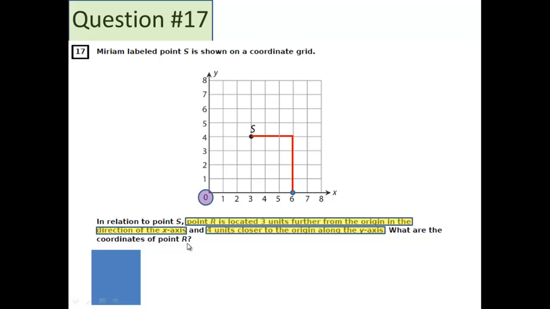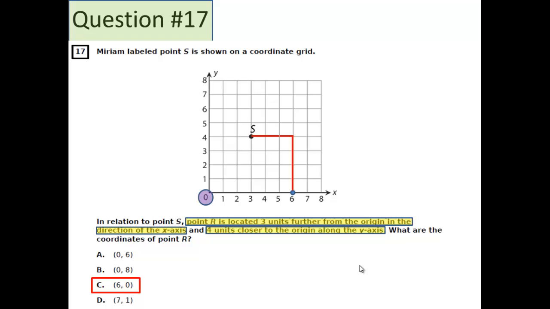What are the coordinates of that new point, which is point R? Go ahead, call it out if you know it. Yeah, it would be 6, 0, because you run 6 and you don't jump at all, okay? Or you go to 6 on the x-axis and you don't go anywhere on the y-axis. So the answer to that one was letter C.